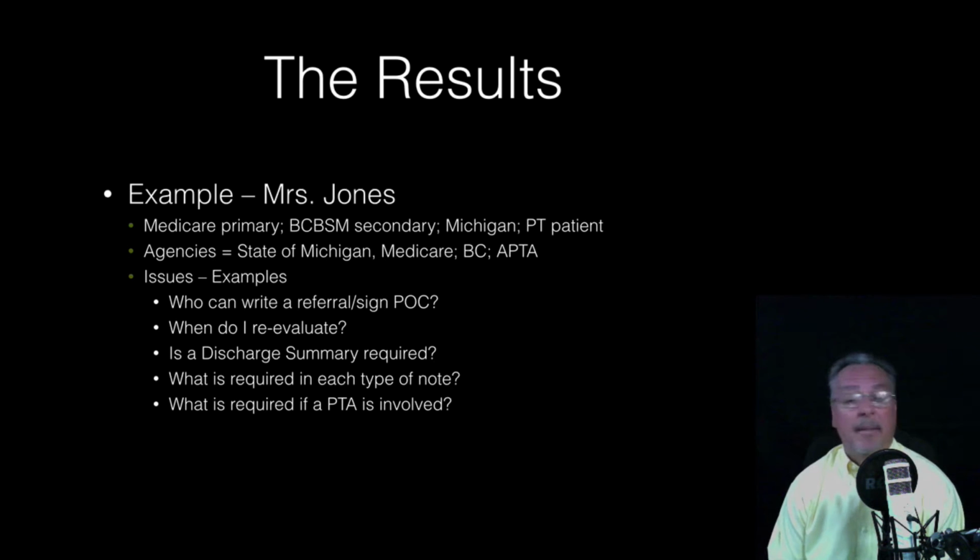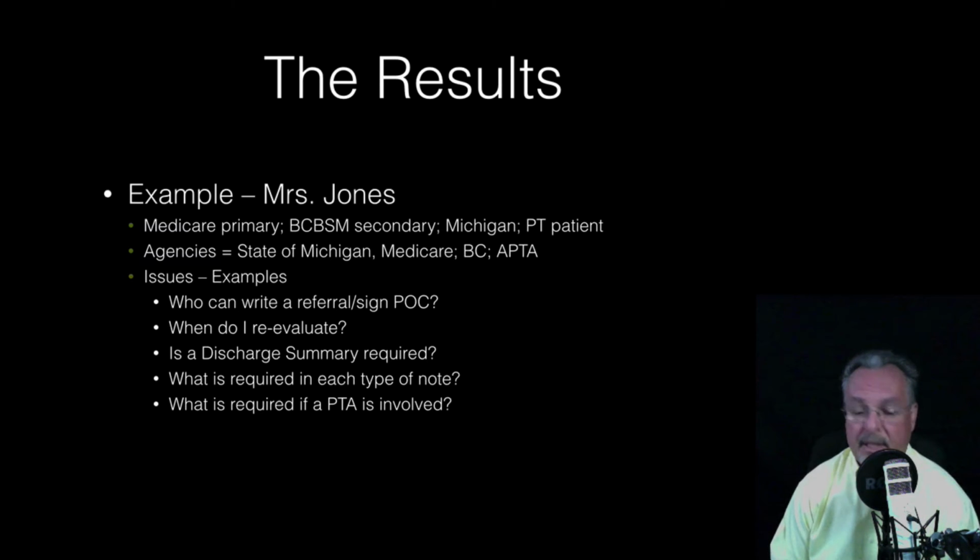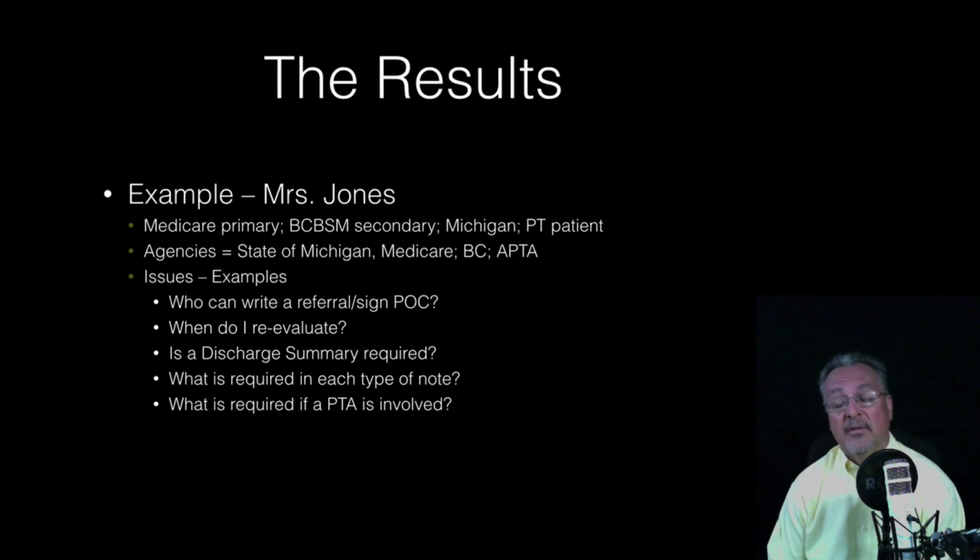Let's give you an example. Here's a patient, Mrs. Jones. She's a Medicare primary patient. Blue Cross Blue Shield of Michigan is secondary. She lives in Michigan, and she's being seen by a physical therapist. So she's a PT patient. The agencies we identified are the state of Michigan, Medicare, Blue Cross, and the APTA. In addition to that, for all of our patients, we also identify our own internal rules and any specific guidelines that we have in terms of policies and procedures.